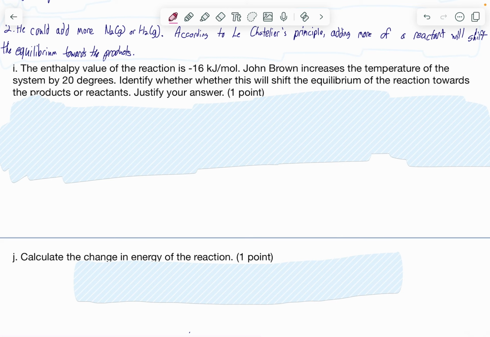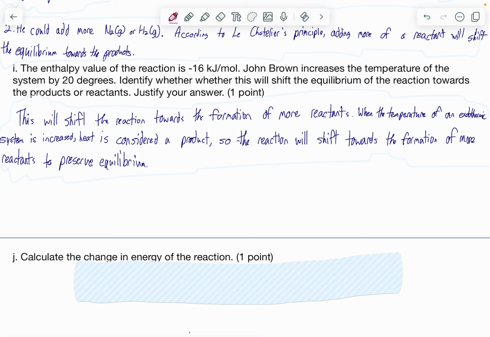And so the next one tells us the enthalpy value. The change in enthalpy of this reaction is negative 16 kilojoules per mole. So when you go through this reaction, each mole will lose 16 kilojoules. So John Brown now increases the temperature of the system by 20 degrees. How will this shift the equilibrium? Will it shift towards the products, or will it shift towards the reactants? So the answer is that it will shift towards the reactants.